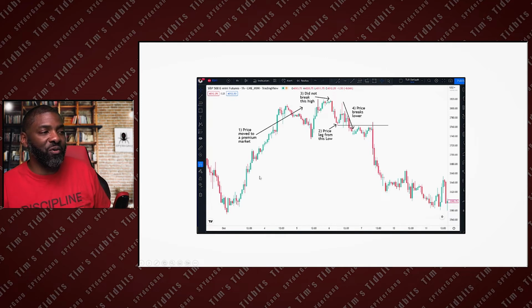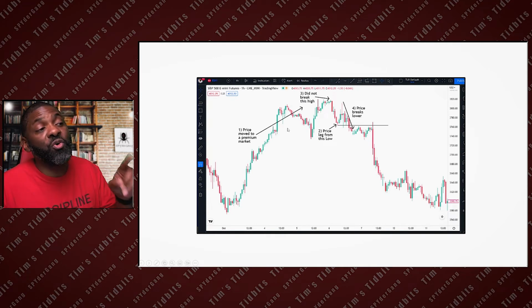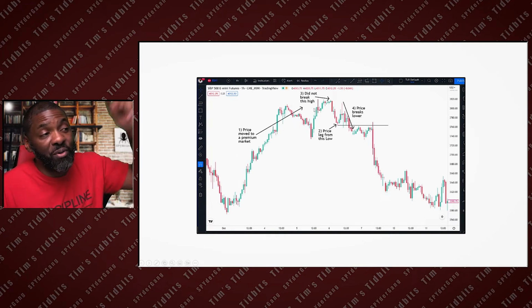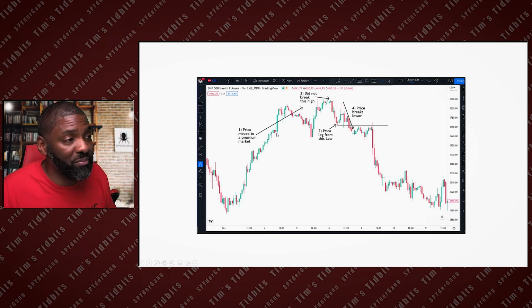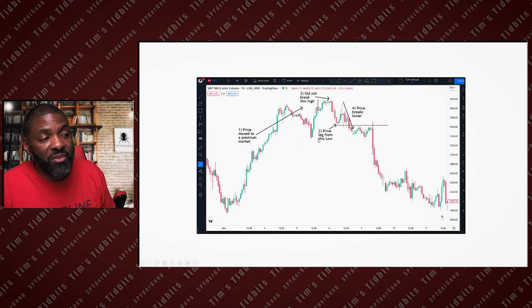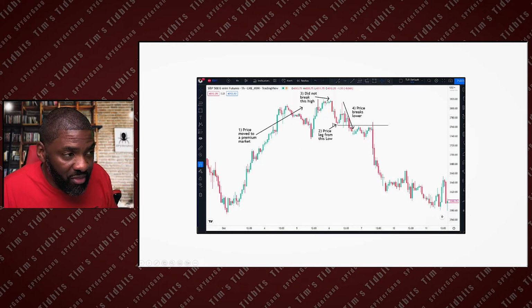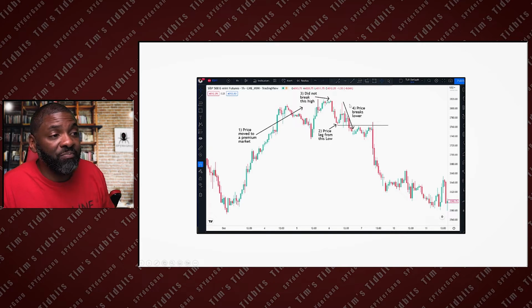Boop. There you go. Price moves to a premium market. Now you're in a premium market, right? You moved up to a premium market. Two, the price leg from this low right here does not break this high right here. Then price breaks lower, creating that breaking market structure right there. Price came down, created that breaking market structure.